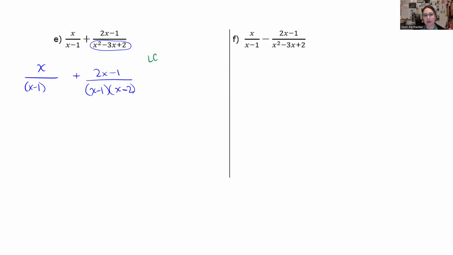So my lowest common denominator is x minus 1, x minus 2.